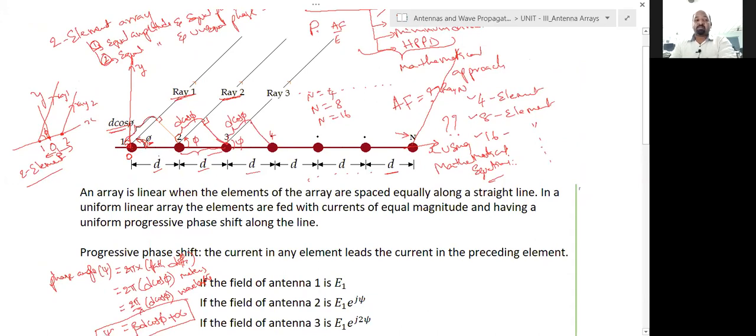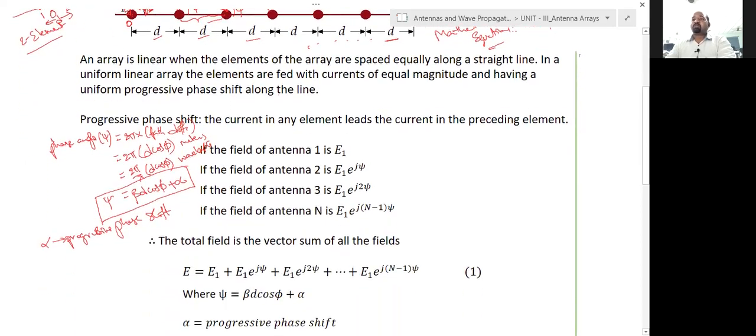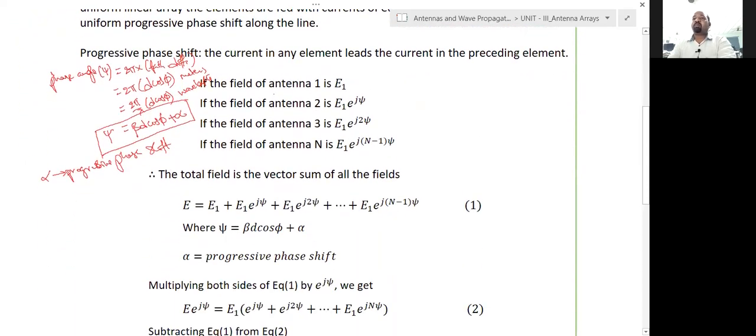Excitation phases, right? If the excitation phase difference between antennas 1 and 2 is pi degrees, then the phase difference between antennas 2 and 3 is also pi, 3 and 4 is also pi, 4 and 5 is also pi. That is called a progressive phase shifter, right? So therefore, alpha is the progressive phase shifter.